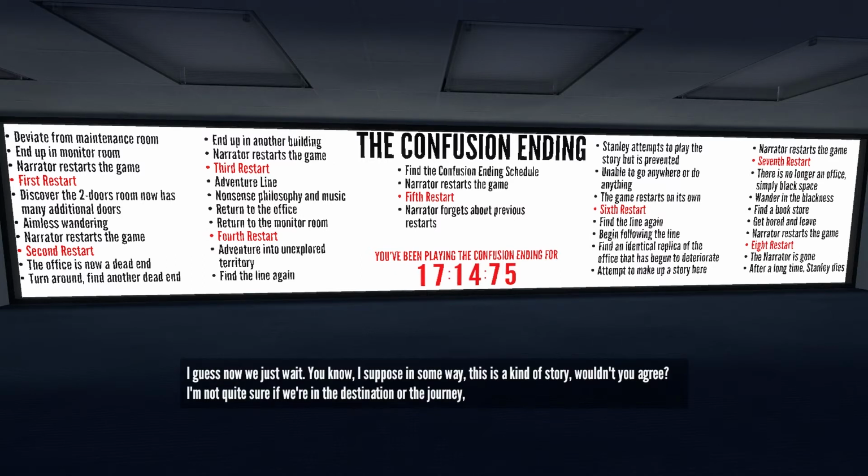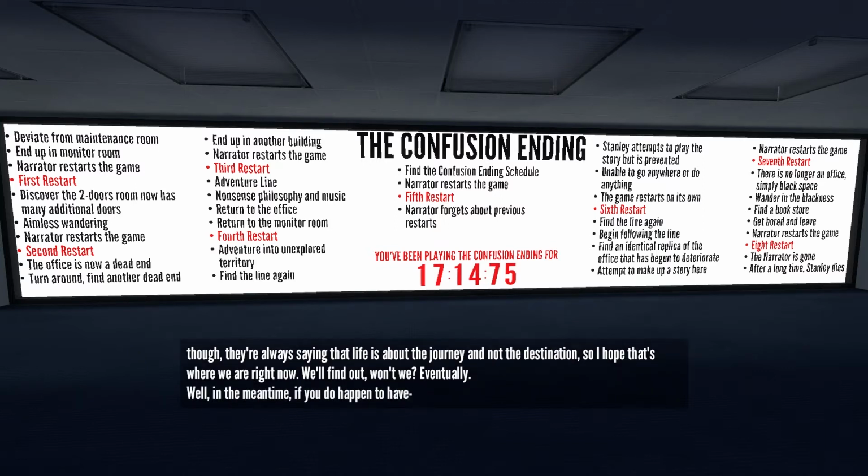I suppose in some way that this is a kind of story, wouldn't you agree? I'm not quite sure if we're in the destination or the journey, though they're always saying that life is about the journey and not the destination. So I hope that's where we are right now. We'll find out, won't we? Eventually. Well, in the meantime... Oh, shit.